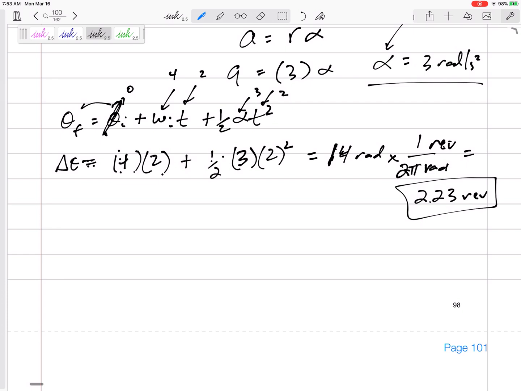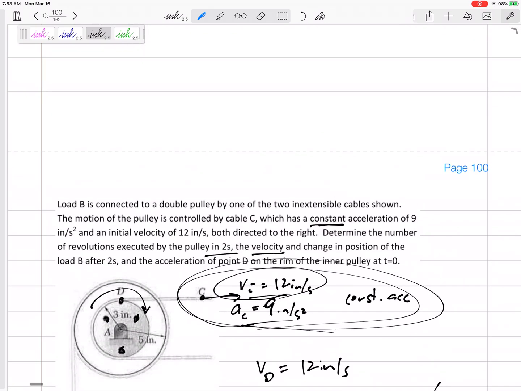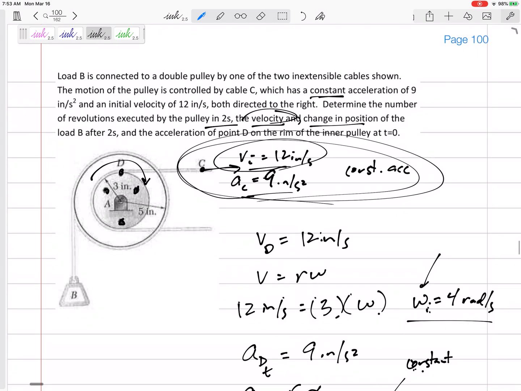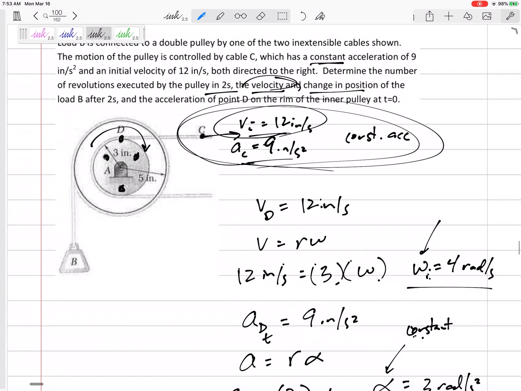Now let's find the velocity and change in position of load B after 2 seconds. Let's start with 1. Let's just focus on the velocity. The velocity of load B after 2 seconds. Well, I'm not sure about the velocity of load B, but I bet I could find the omega of this pulley, this rigid body, and then maybe I can convert that to the velocity of this point, which would be the velocity of load B. So I might say, first let me find the angular velocity of the pulley after 2 seconds. That's kind of step 1.